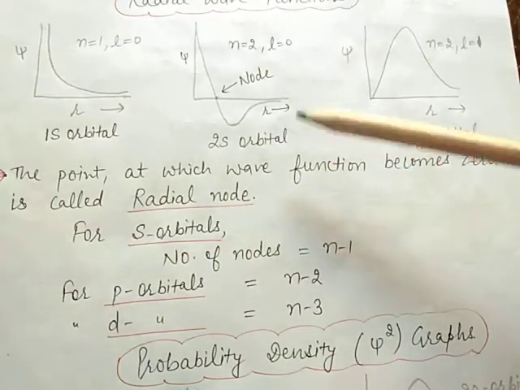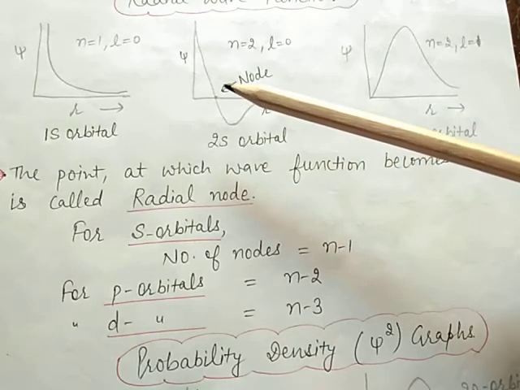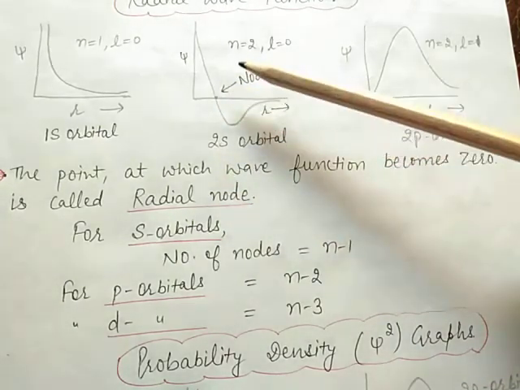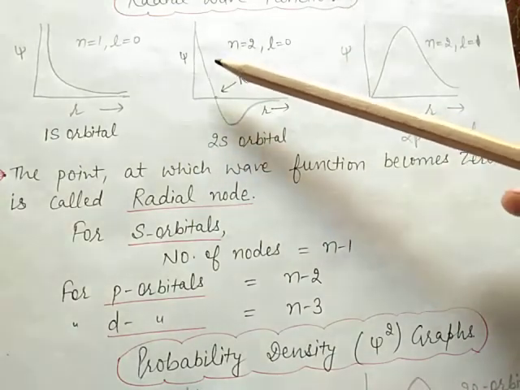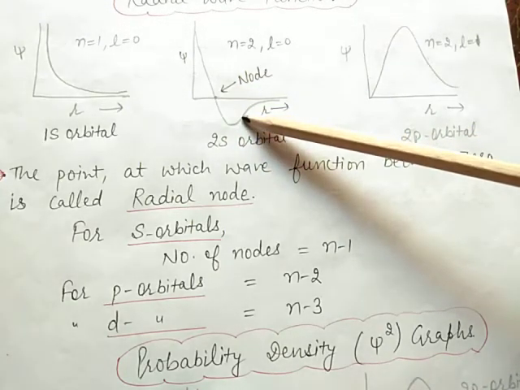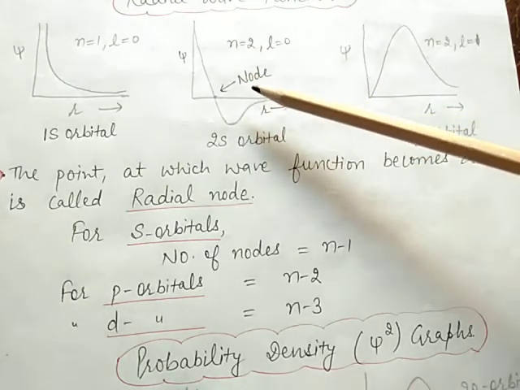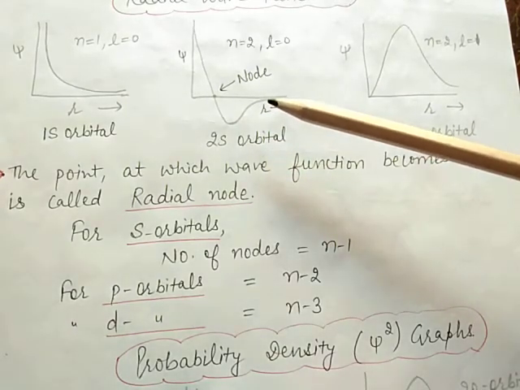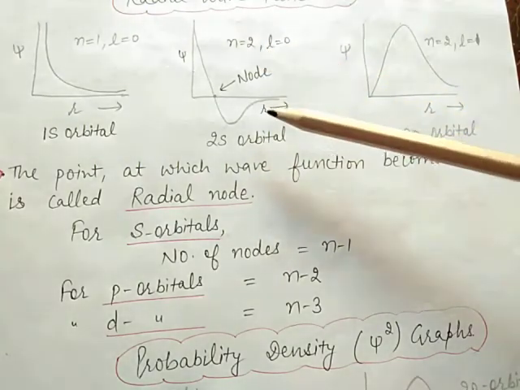Only in the case of 2s orbital, one node is present, where the wave function becomes 0. At this point, the value of wave function gets inverted. Means it becomes negative from positive. These positive and negative signs show the sign of wave function, not related with the positive and negative charges, but these represent the sign of wave function.